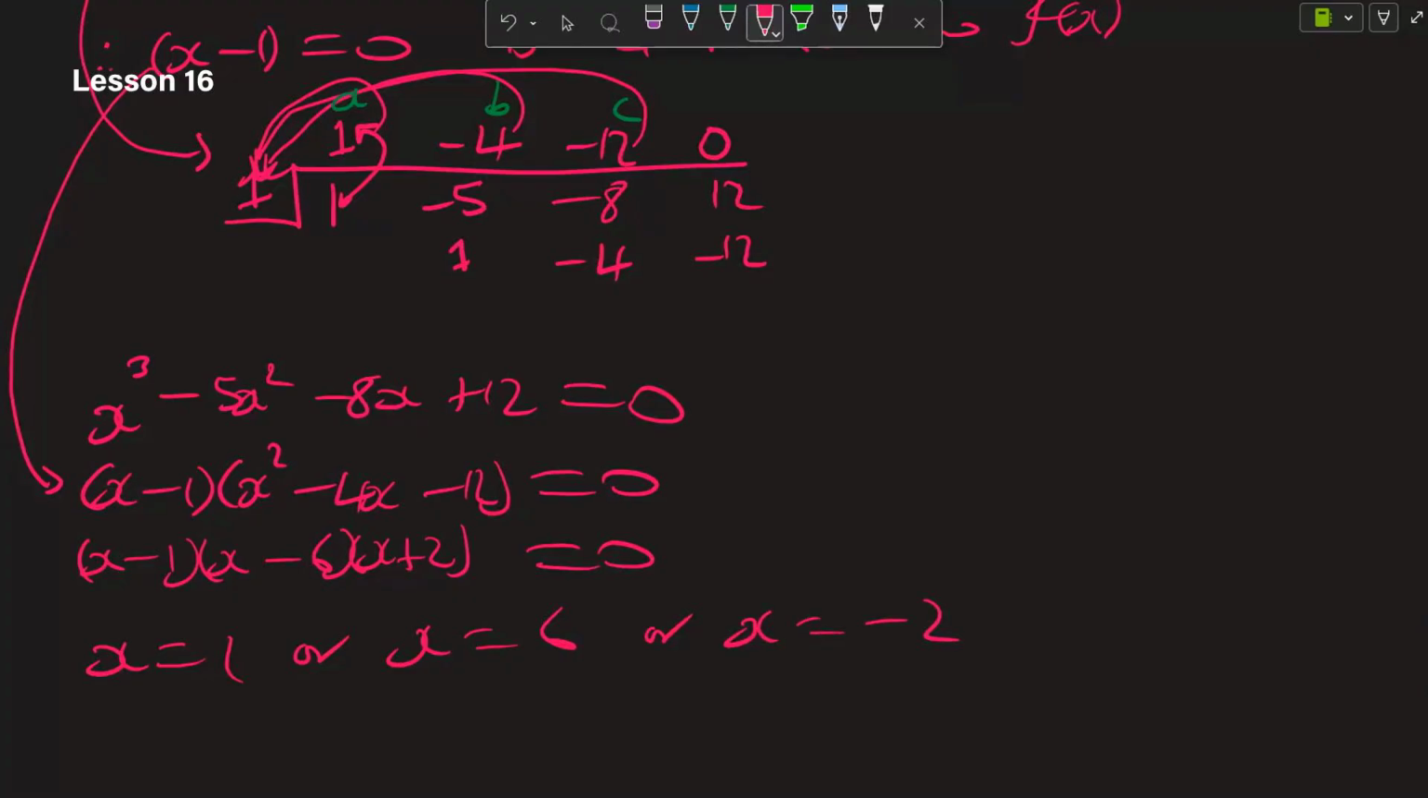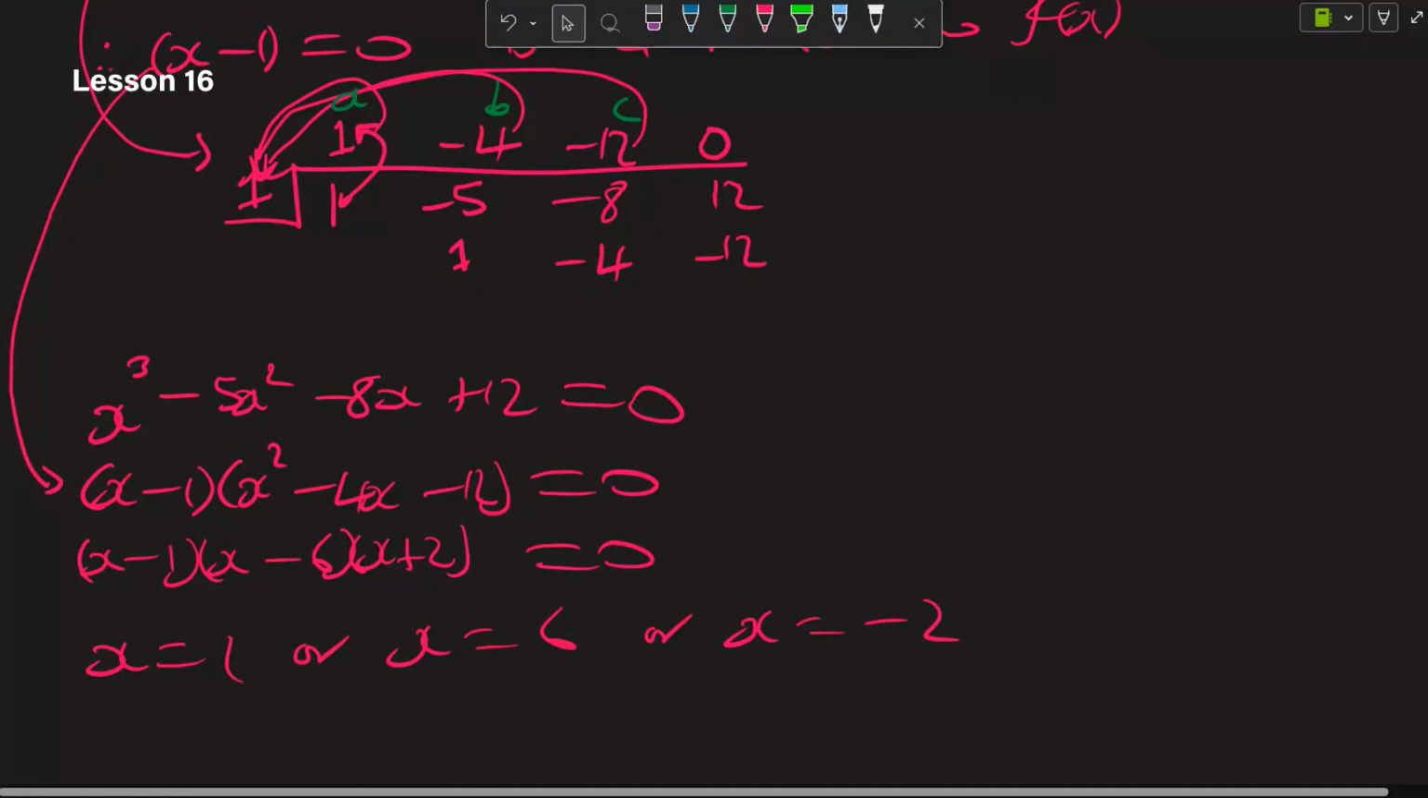Right, so remember now, the highest degree of a cubic function is 3. So that is why we have 3 linear factors, and subsequently we have 3 x-intercepts. So the highest degree of a function determines the number of linear factors we're going to have and the number of x-intercepts we are going to have. So we are done now.